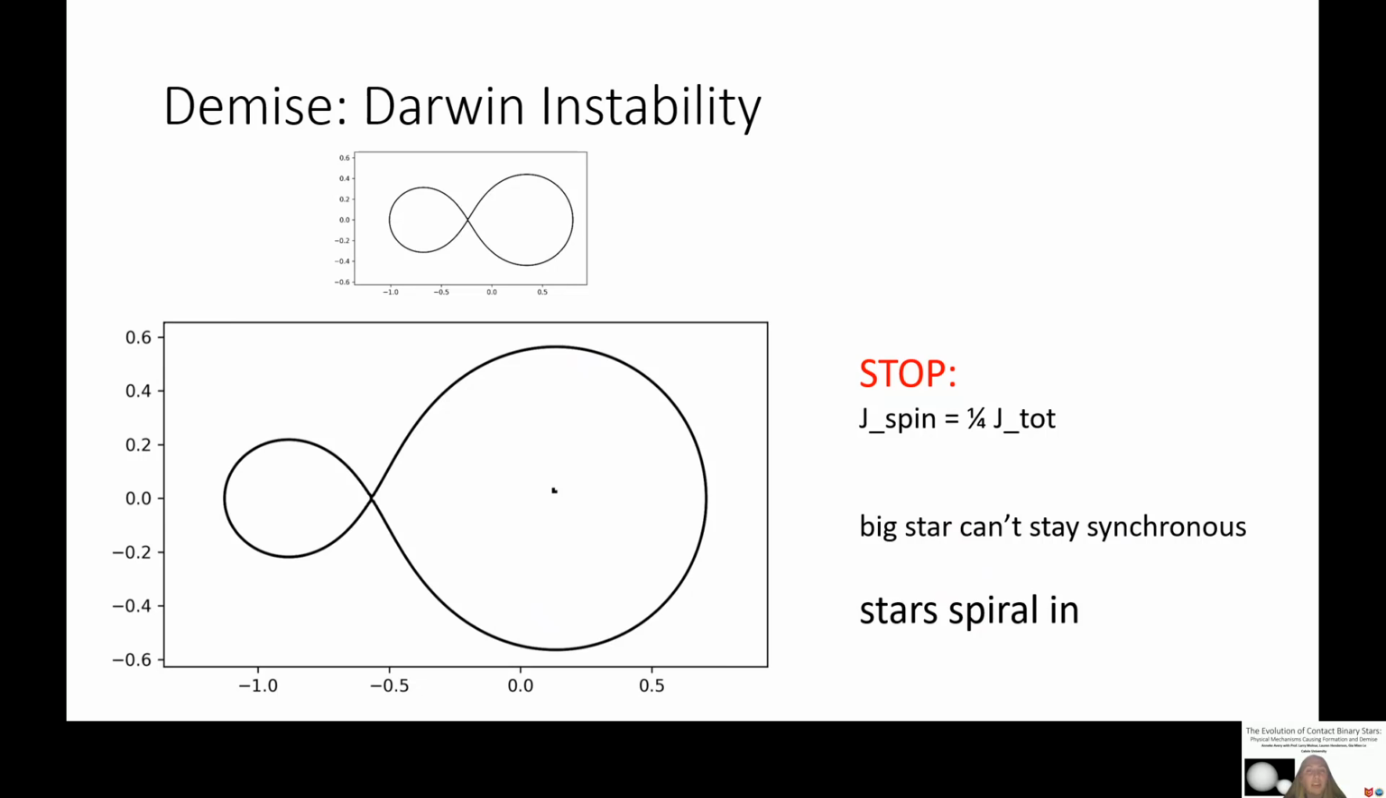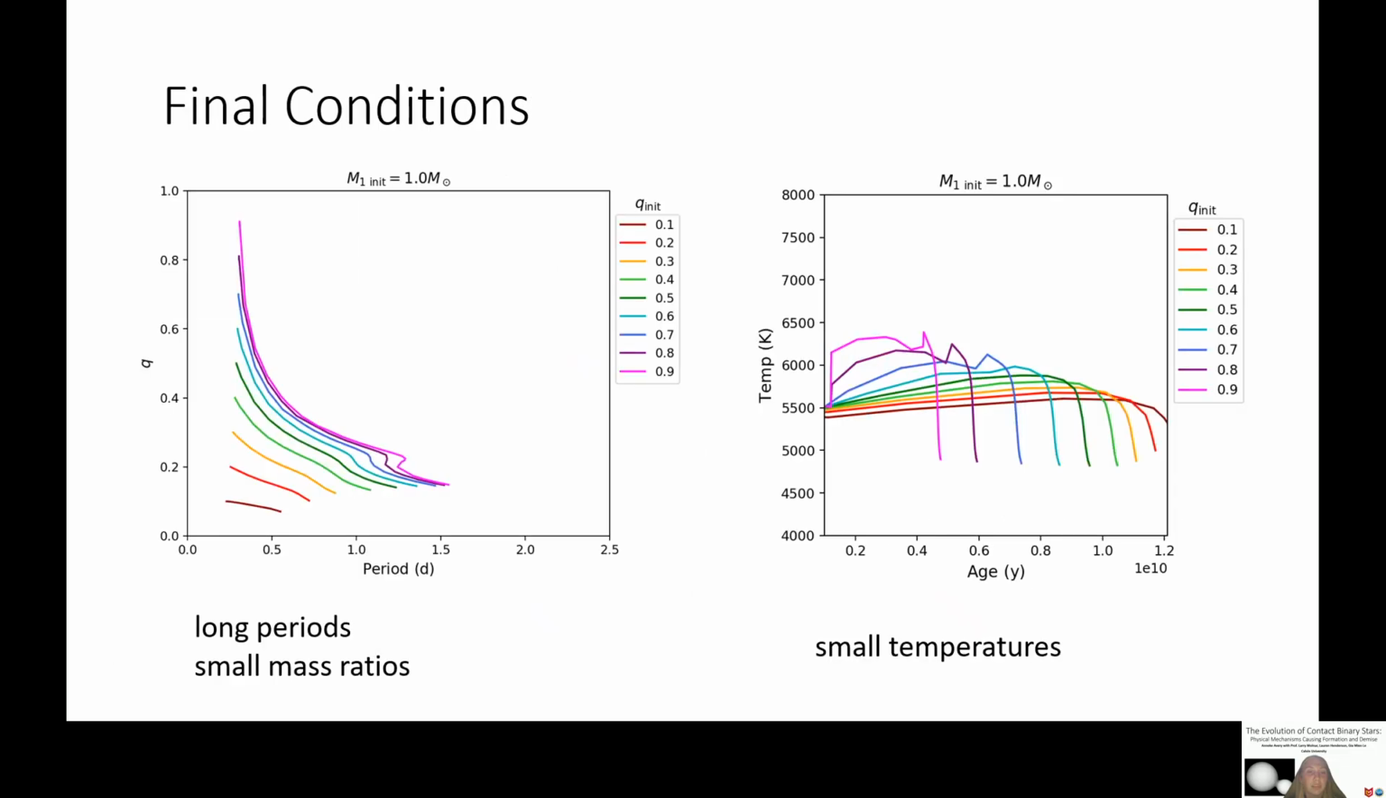At this point, the big star needs more angular momentum to stay synchronous with the orbit. The companion doesn't have much mass left to give to the big star, so it moves in. This smaller orbit rotates faster, requiring even more angular momentum. This is a runaway effect, and the stars start spiraling together rapidly.